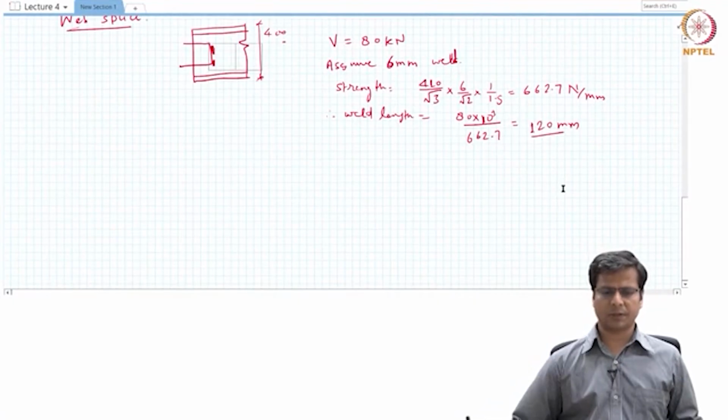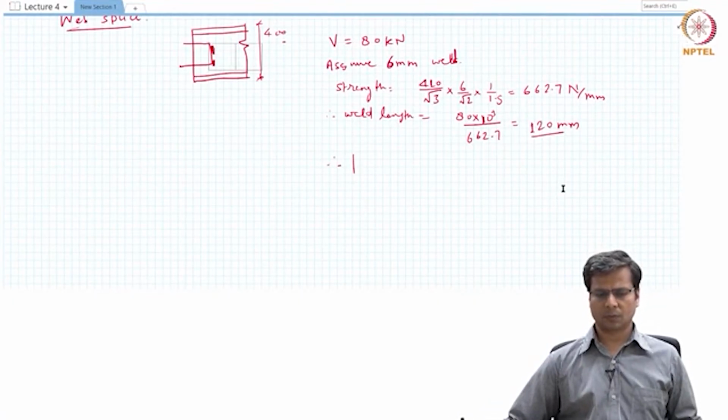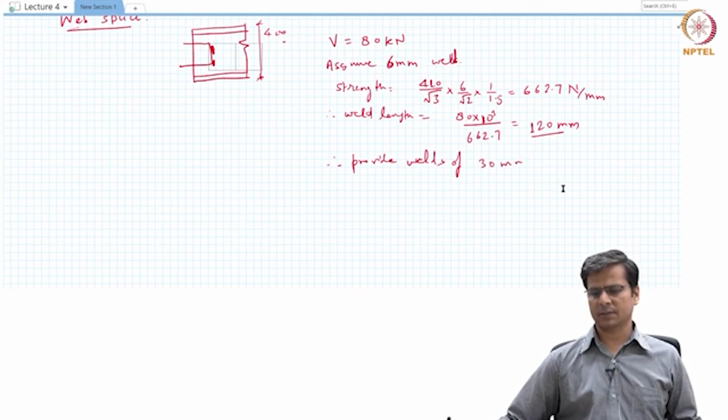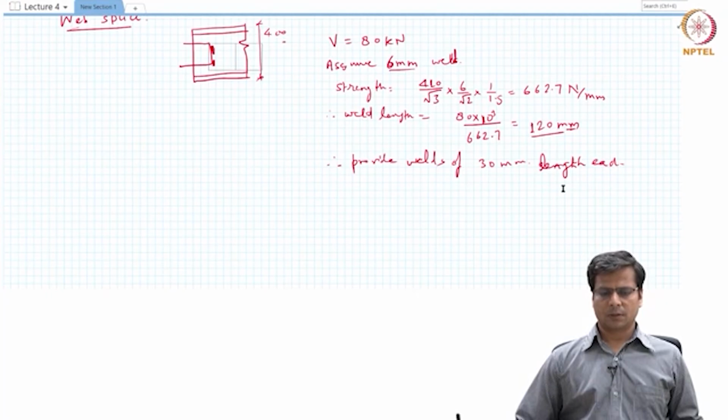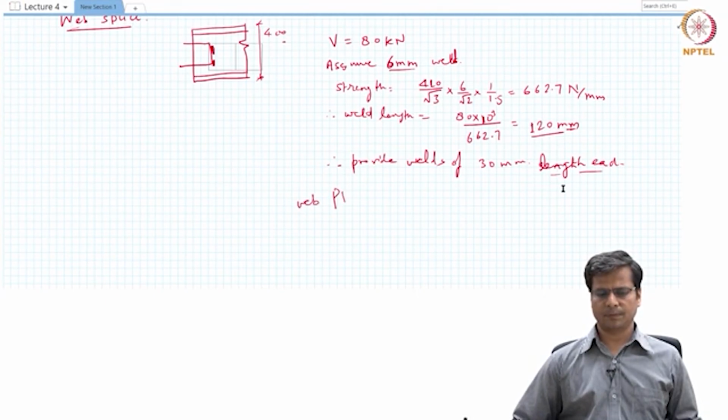Total length required is 120. So, we can provide welds of 30 millimeter length each. And there are 4 such welds, okay, and that is 6 millimeter weld. So that's how we can design the weld. Of course, the web splice plate also needs to be designed. So that has to be thicker than 6 millimeters.